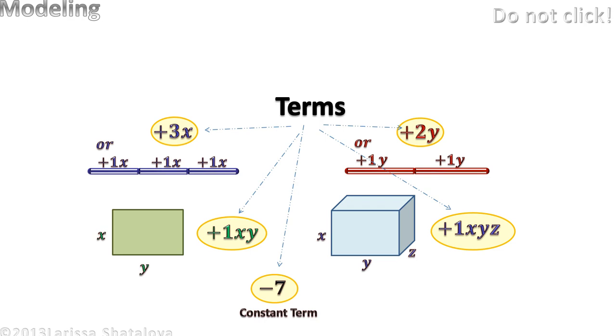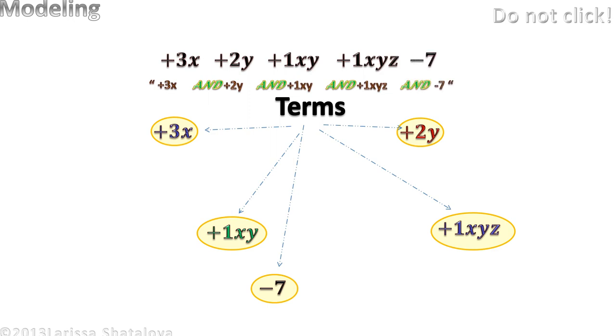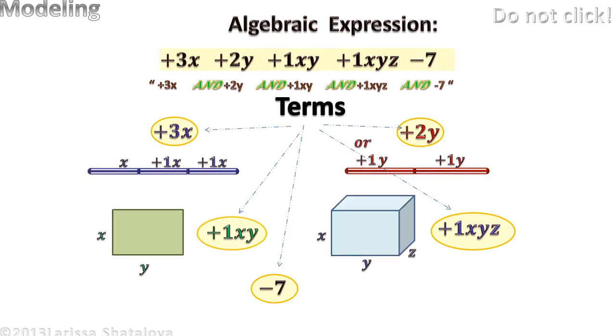Now, if we have just terms, the question is if we can rewrite them together. So it will be positive 3x and 2y and positive 1xy and positive 1xyz and negative 7. What we have now is an algebraic expression. So what does algebraic expression mean? We describe algebraically a certain picture.